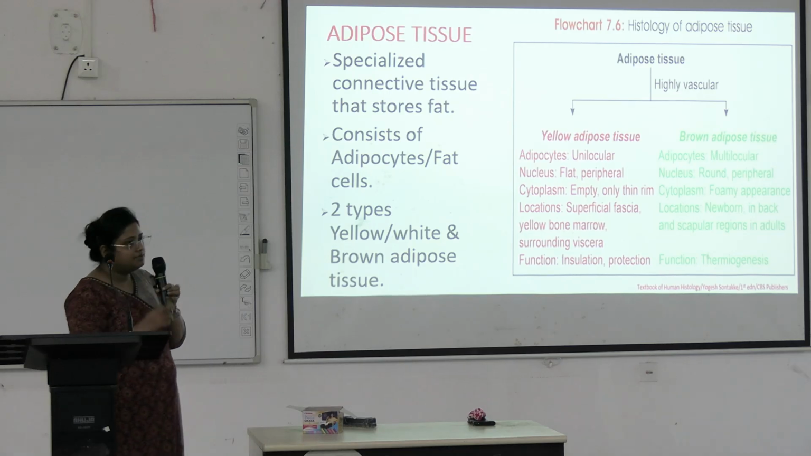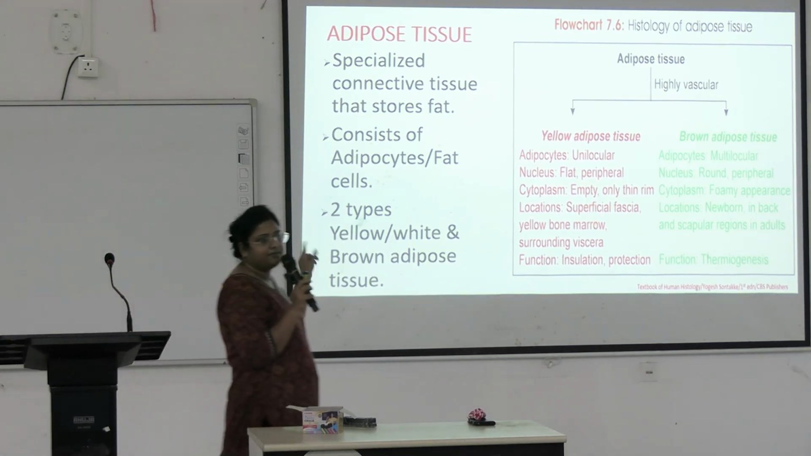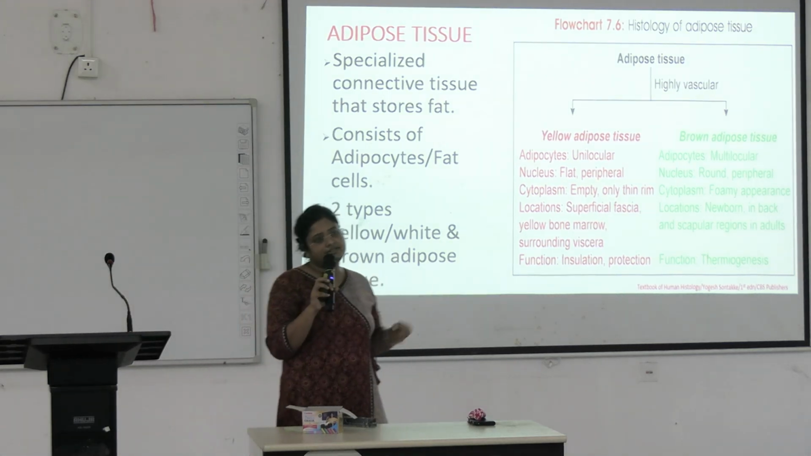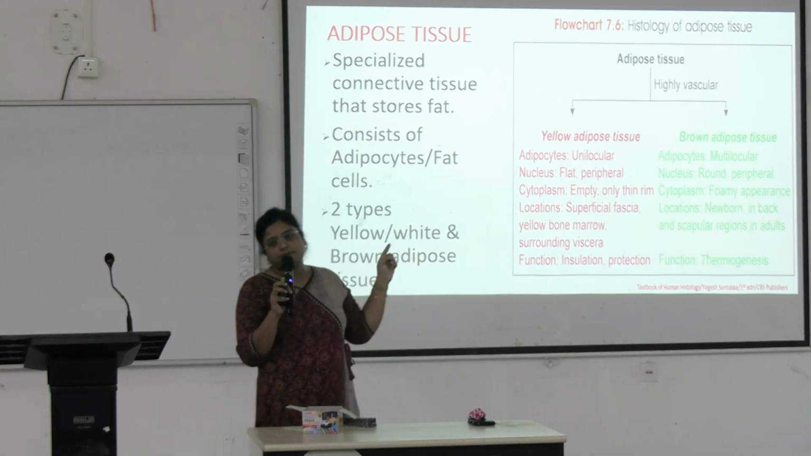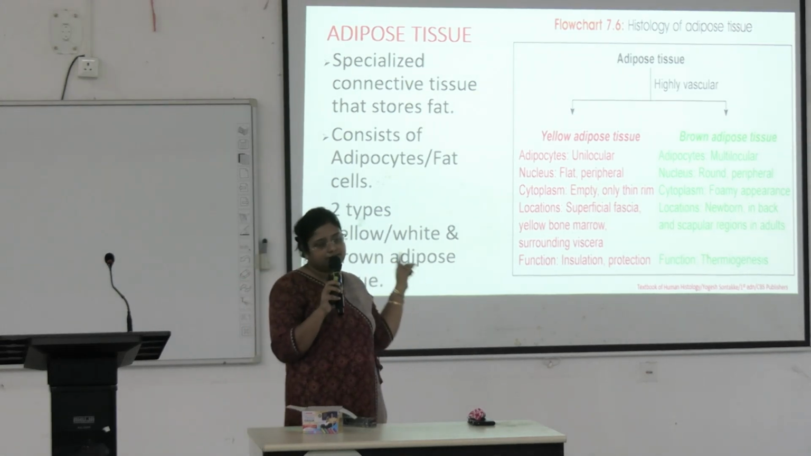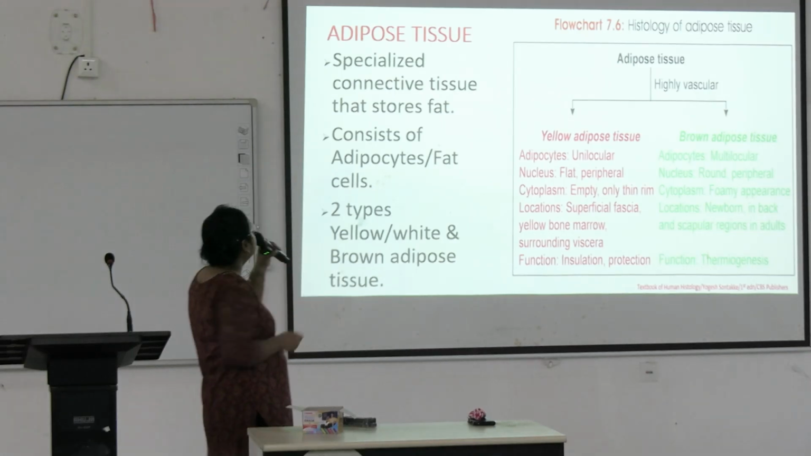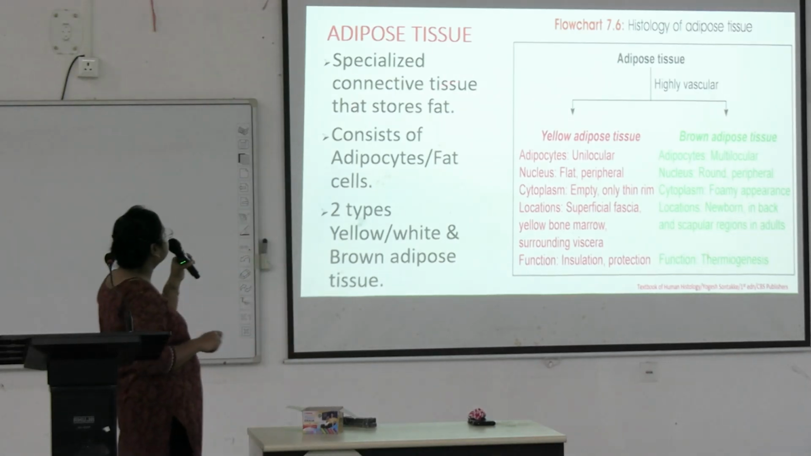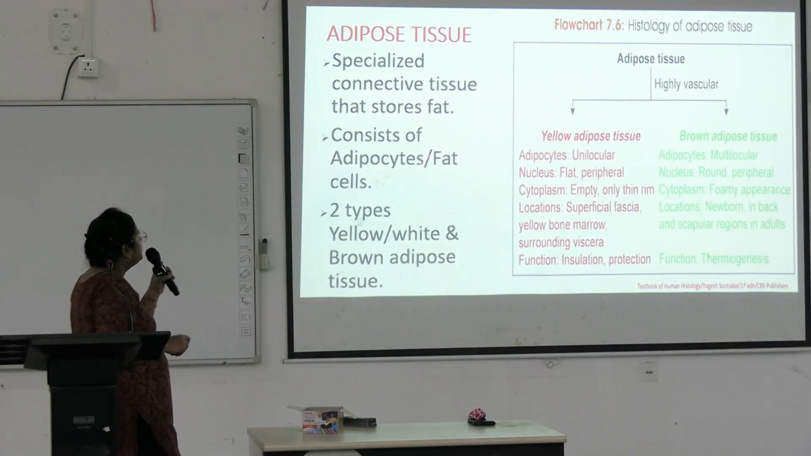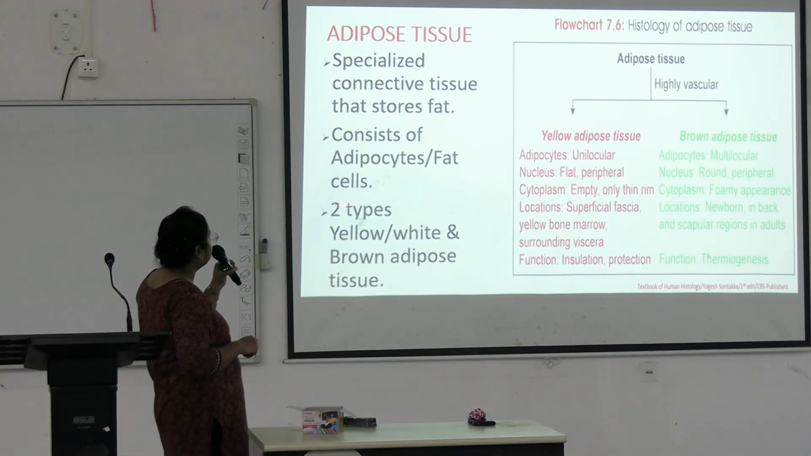Next tissue we are going to, so you have to draw a diagram for dense regular, one for dense irregular connective tissue, one for loose areolar connective tissue, and another for adipose tissue. Okay, so adipose tissue is a specialized connective tissue that stores fat and consists of adipocytes or fat cells.